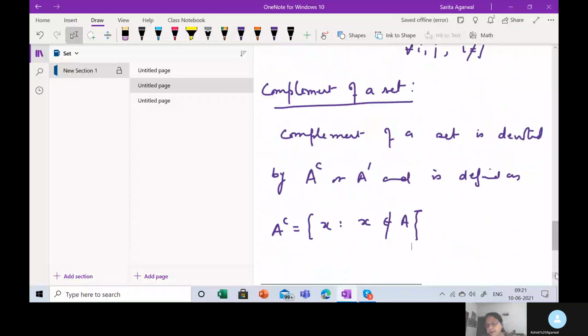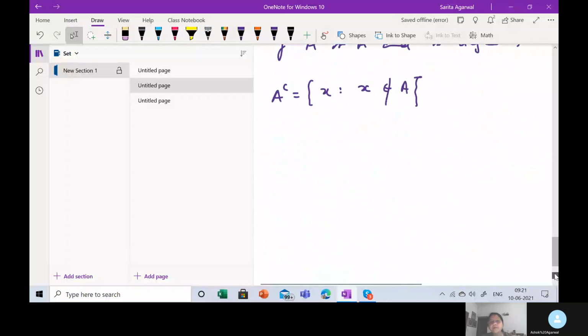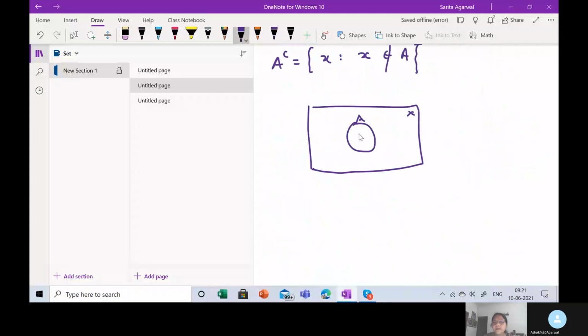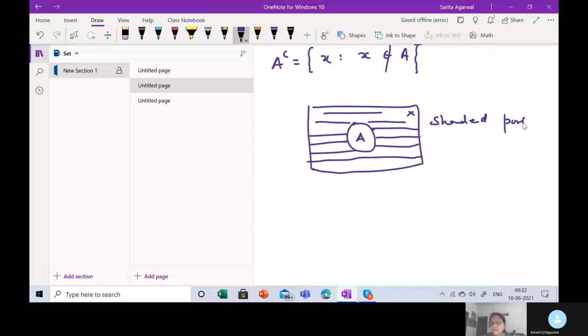According to the Venn diagram, if we see the Venn diagram, these elements are not in A. So that means this shaded portion is the A complement.